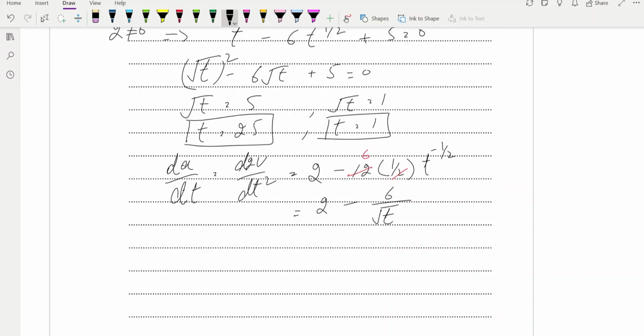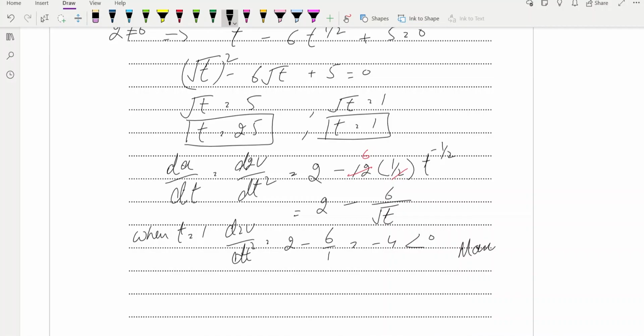So when t is equal to 1, what will our second order derivative be? d2v over dt squared will be equal to 2 minus 6 over 1. So this will be equal to minus 4, which is less than 0. So this will be the maximum value. We are basically doing the second order derivative test.